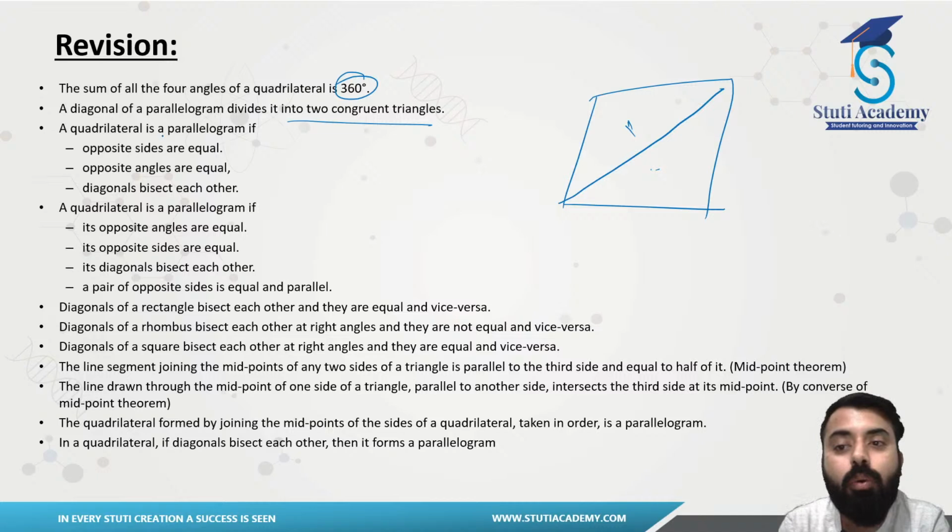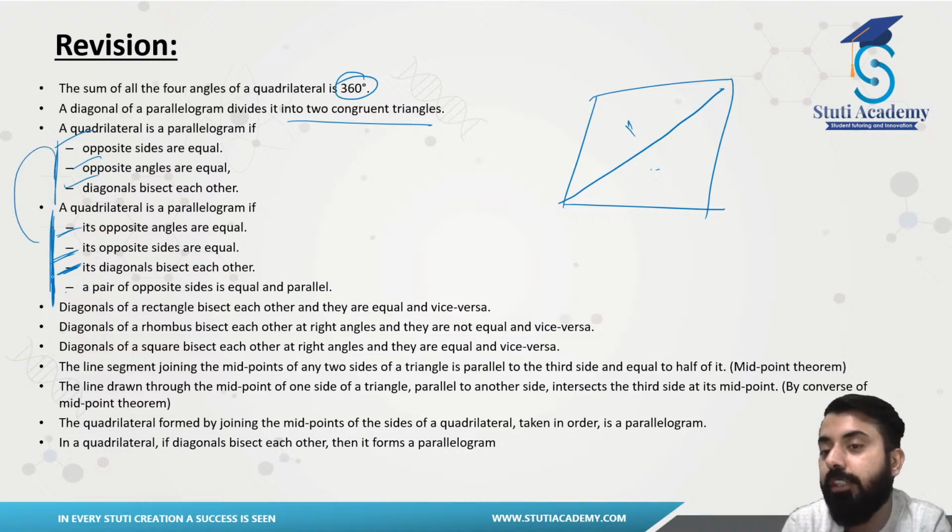Now, a quadrilateral is a parallelogram. You will be calling a quadrilateral a parallelogram if opposite sides are equal, opposite angles are equal, or diagonals bisect each other. Also, a quadrilateral is a parallelogram if a pair of opposite sides is equal and parallel. So remember, these are the converse. If these conditions are given to you, you can easily prove that the figure is a parallelogram. If it has been mentioned that the figure is a parallelogram, then these conditions will be true as well.